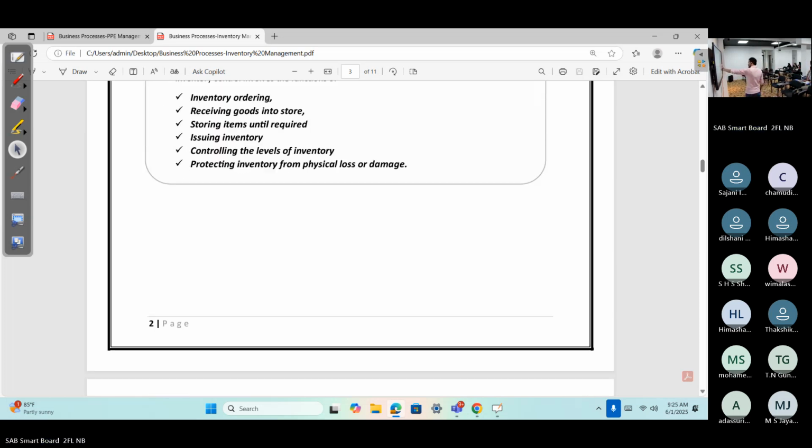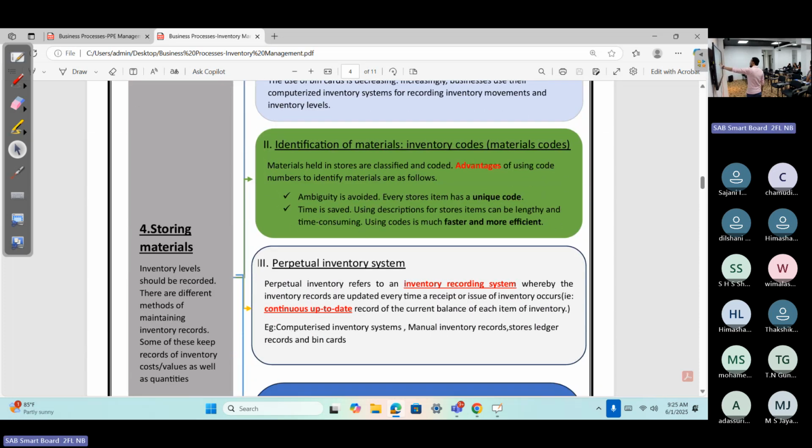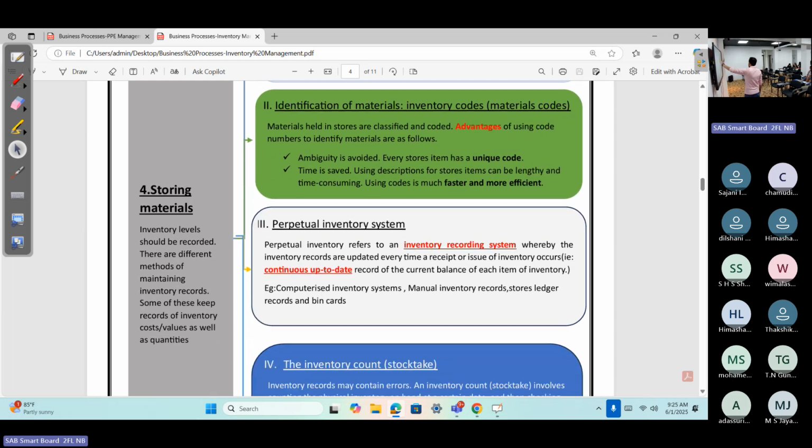So first, we are going to discuss one by one. Storing material items. First topic, storing inventory. Under storing inventory, first question: how many inventory management processes are there? 6. Order, receiving, storing, issuing whenever required, control the inventory levels, and physical safeguards from physical damage.